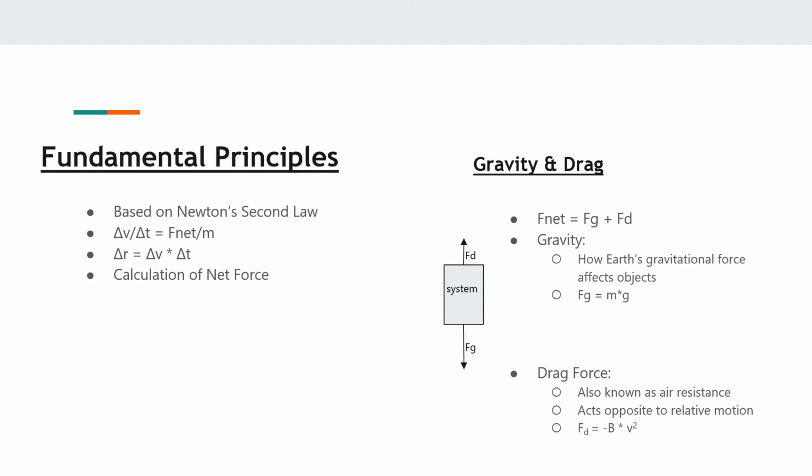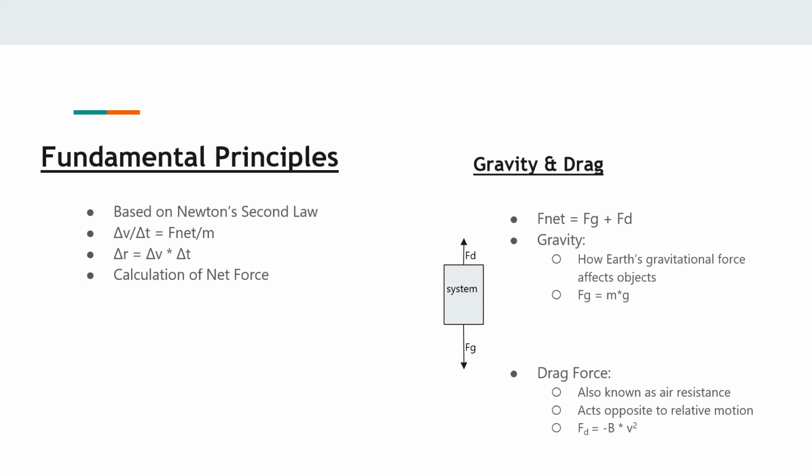And these forces for the object were drag and gravity. As you can see in that diagram, the force of gravity will be pulling down upon the object as it falls, and then the force of drag will be pushing up upon the object. And that net force is going to be equal to the force of gravity plus the force of drag. And gravity is simply how Earth's gravitational force affects objects. This is calculated by the mass times the gravity constant, which is 9.8 meters per second squared.